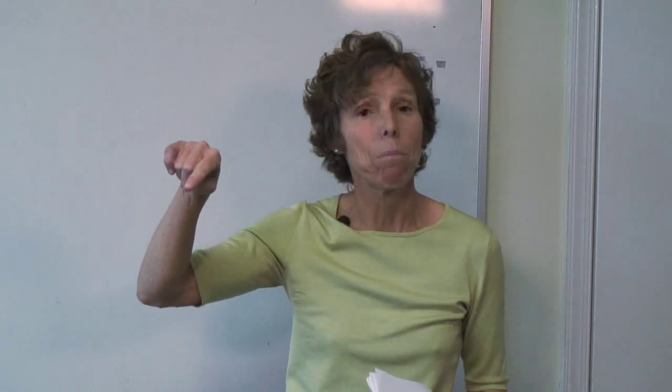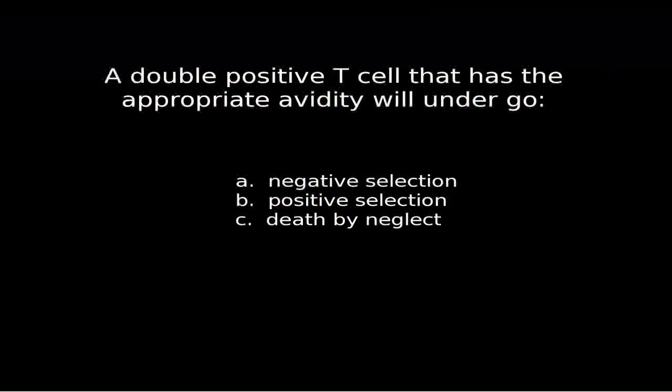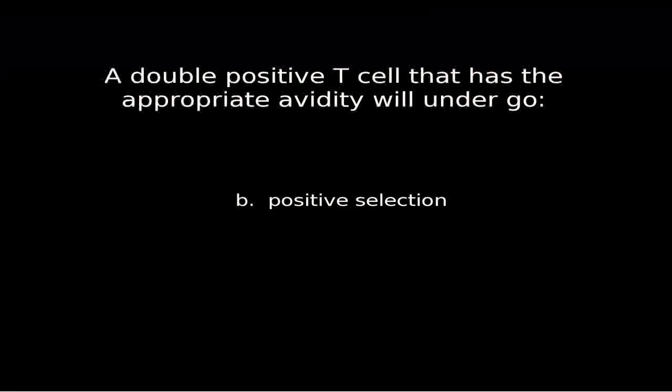And then those who make positive selection go to the medulla, and that's where they're exposed to the AIRE protein, which shows them all the different tissue types of the body. And at that point, they become fully mature T cells if they make it through that. And then number 6 is, a double positive T cell that has the appropriate avidity will undergo what? And again, that's going to be positive selection. So those guys are double positives, meaning CD4, CD8 positive cells.